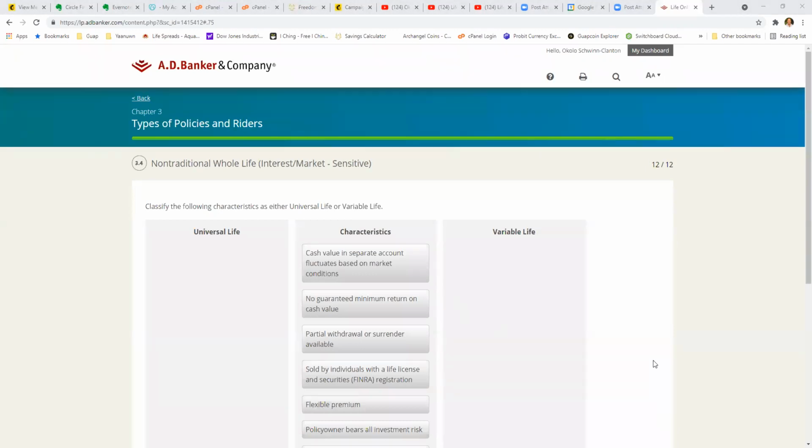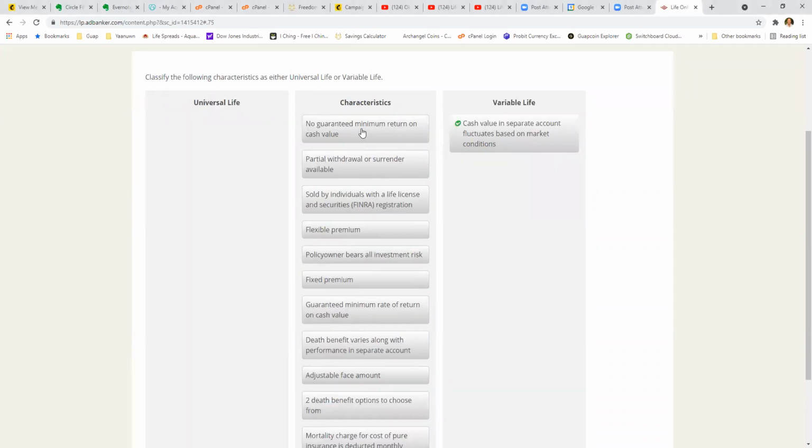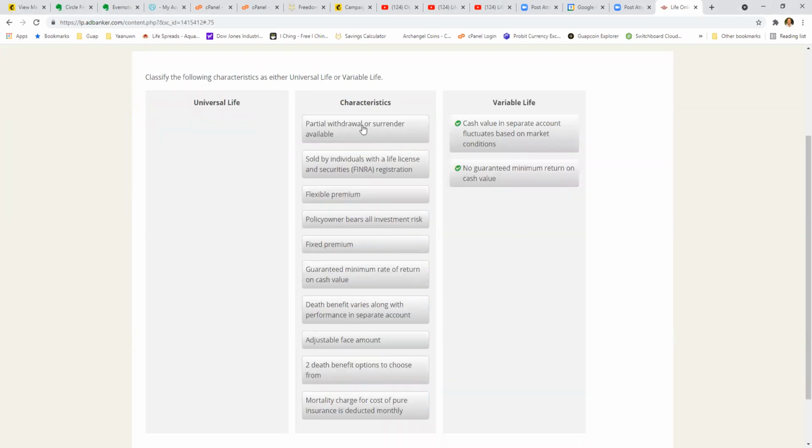Classify the following characteristics as either universal life or variable life. This is going to be fun. Cash value in a separate account, fluctuations based on market conditions. Okay. Which one is that? Market conditions is the stock market. Variable. Variable, right. No guaranteed minimum return on cash value. No minimum return, so that means the return could go up or down. Variable.